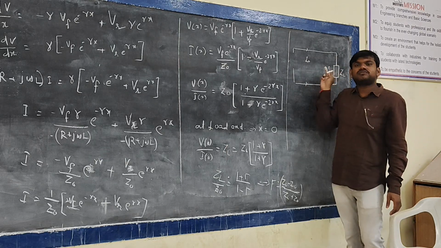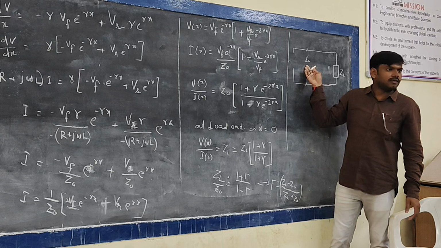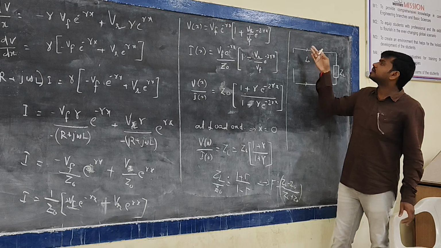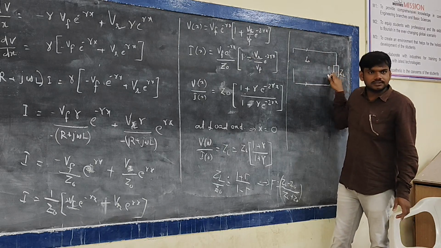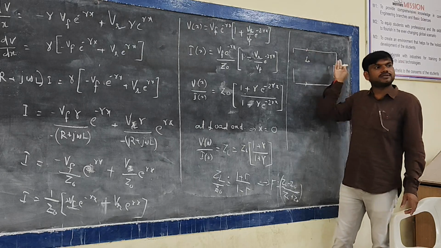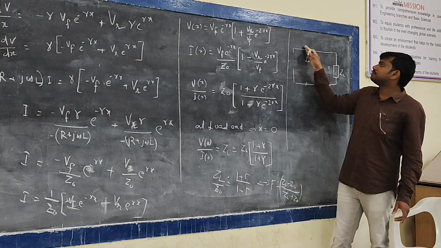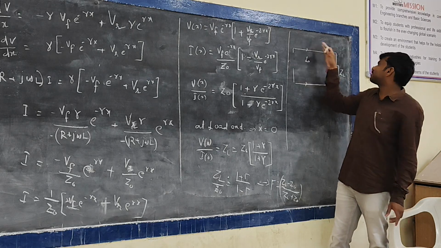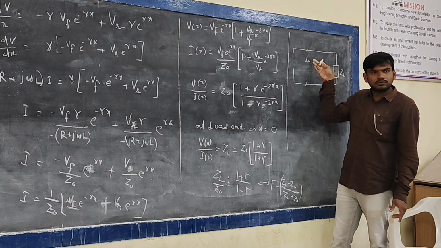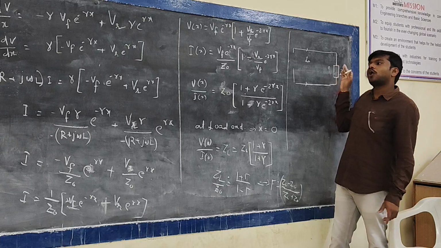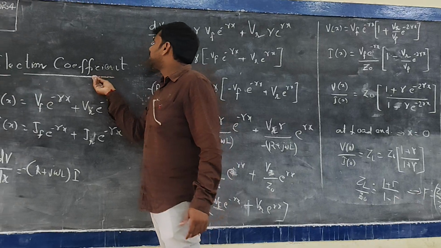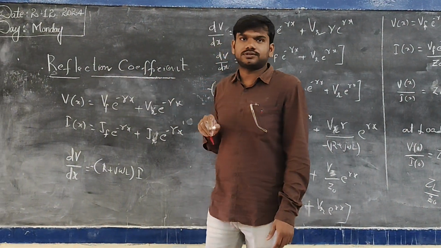If I am feeding some power in the form of voltage here, it will go to ZL, and if this ZL is matched to Z0, there will not be any reflected power from the ZL. Why? Because the entire power will be absorbed by the ZL. But if there is a mismatch between the characteristic impedance and the load impedance, some power will be transferred from the transmission line to the load, and the remaining power will be reflected back to the transmission line.